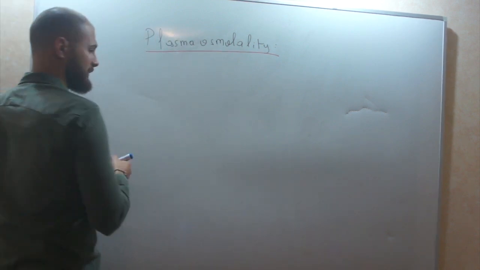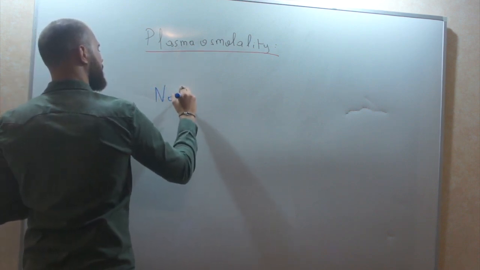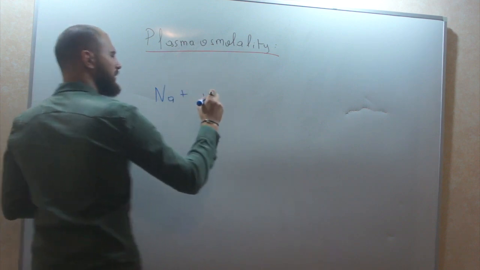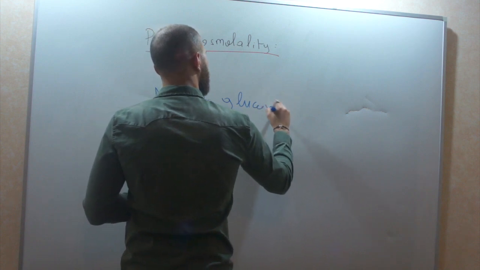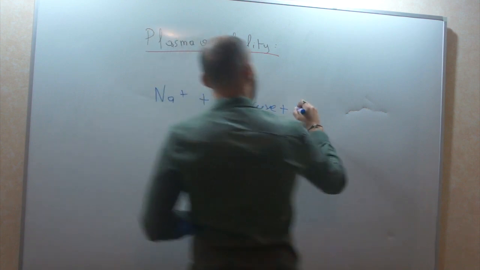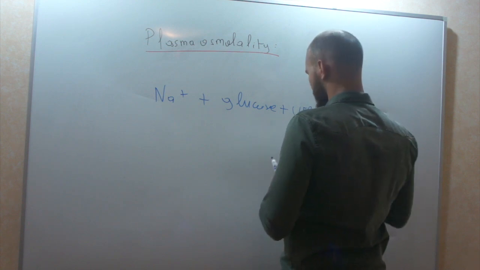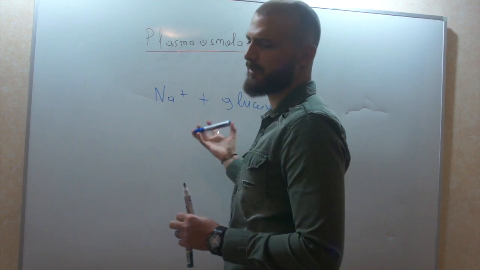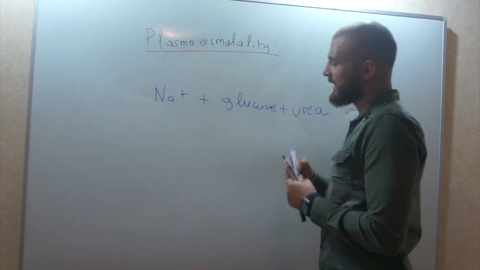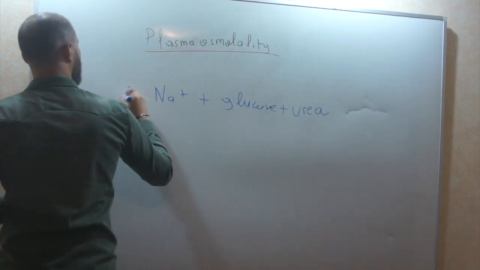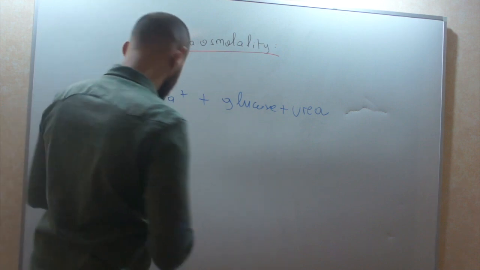They say it's the number of osmoles of Na plus the osmoles of glucose plus the osmoles of urea. Urea is a waste product that your cells produce and is excreted by the kidneys. But they say it's 2 times the osmolality of sodium. Why? Very simple.